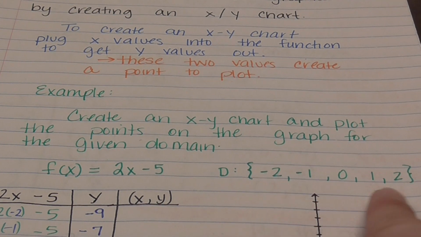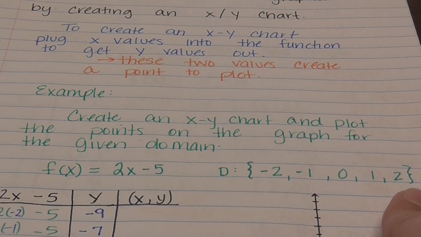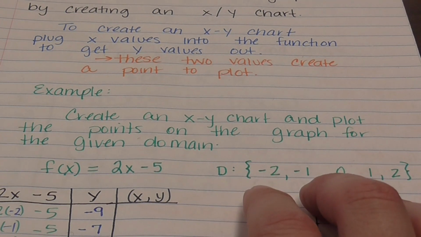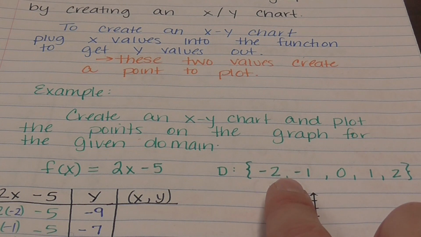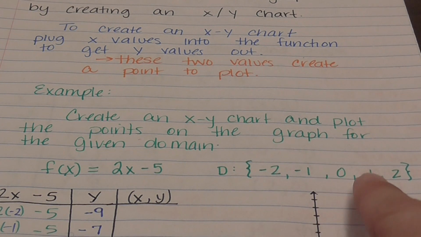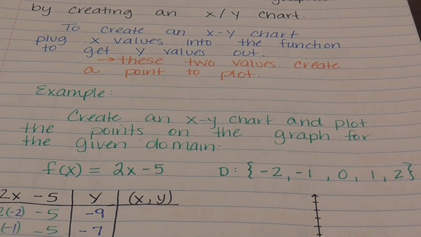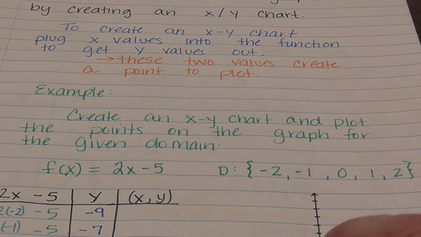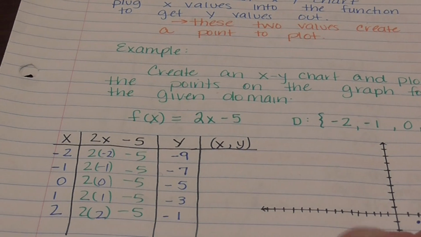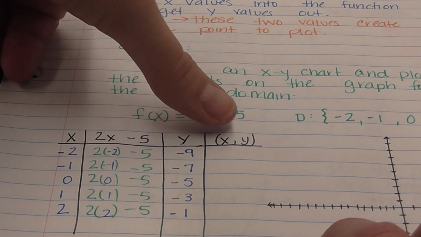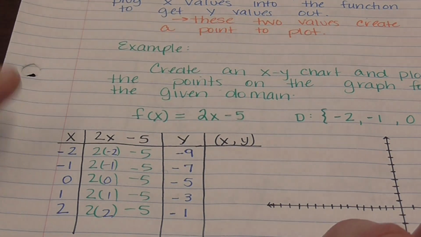The graph doesn't exist outside of these 5 x values. So we're not going to be connecting these dots. This is going to be a discrete graph because -1.5, -1/2, positive 1.5, none of those numbers exist. It's just these whole numbers and only those 5 numbers. So I create the XY chart, I put my X, I put my function, the Y, and then my XY points that I'm going to get out of it.